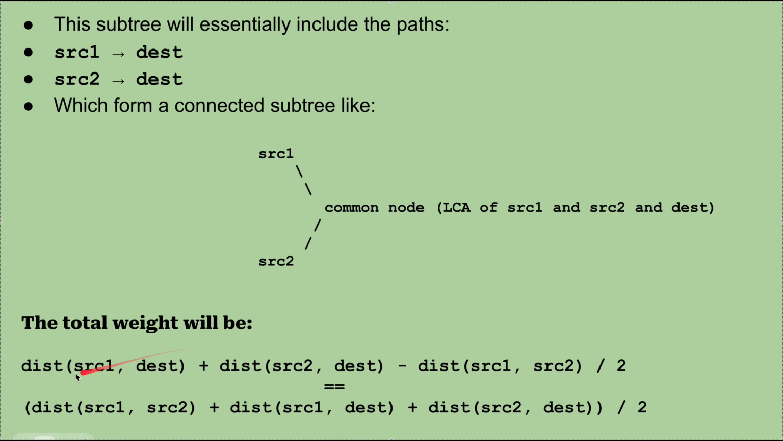So the total weight will be: we have to take the distance of A and B, then the distance of B and C, and then the distance of A and C, right? If you add them and divide by 2, it is exactly equal to (AB + BC + AC) by 2. Either you take this one or this one, the total weight will be this. Okay, what is the LCA that we are talking about? We have the connected component subtree. Let's suppose for 2 nodes, we have one node here, one node here, so there will be a common node, right? So this common node is nothing but the LCA of source 1, source 2 and the destination, right?